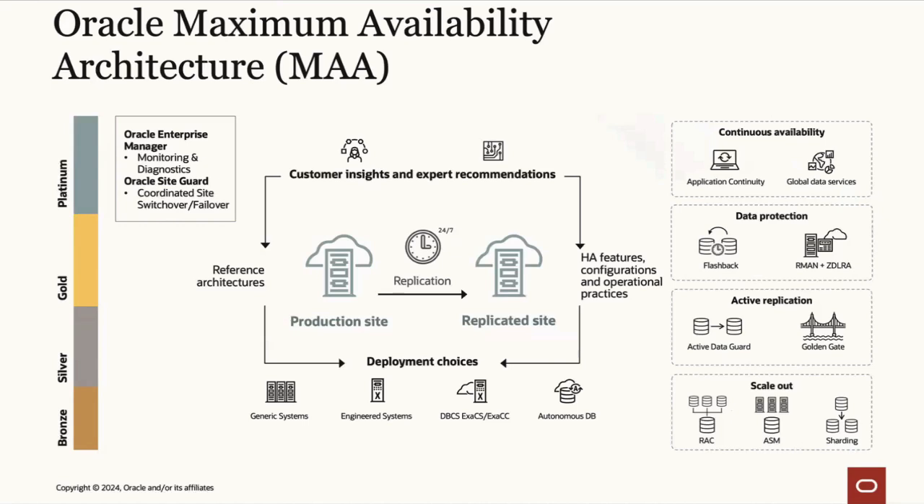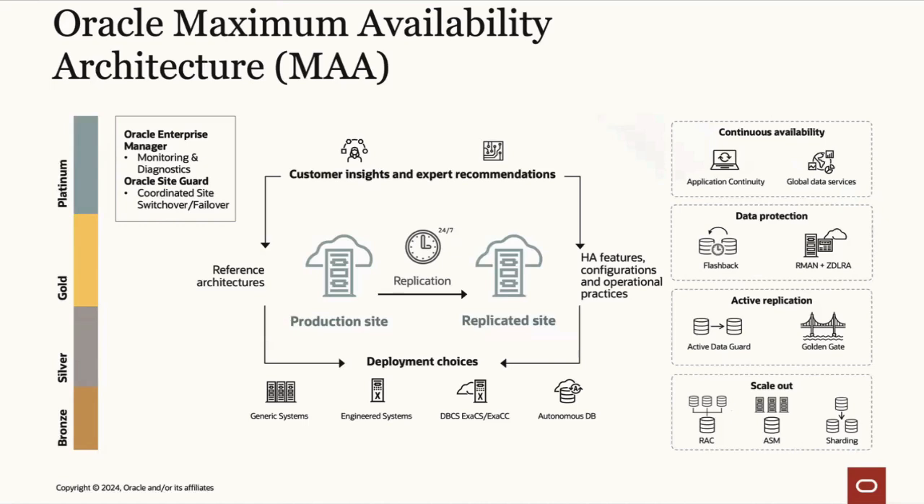MAA. So MAA starts at the top of this diagram with customer insights and expert recommendations. These have been collected from a huge pool of customers and a community of database architects, software engineers, and database strategists. So over the years, this helped the MAA development team to develop a deep and complete understanding of various kinds of events that can affect availability. Through this, they developed an array of availability reference architectures as shown on the left-hand side.